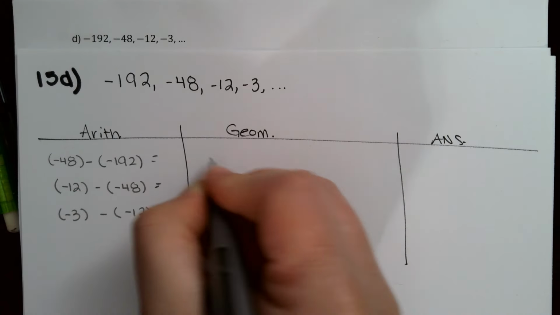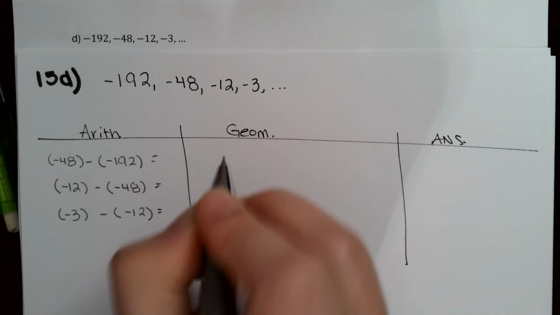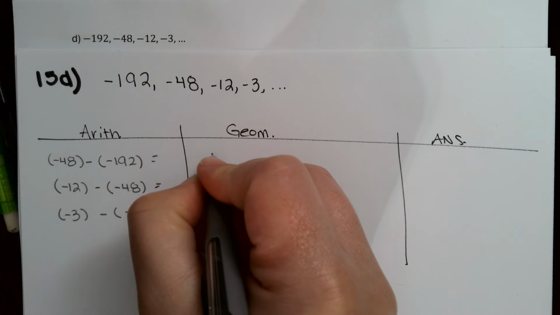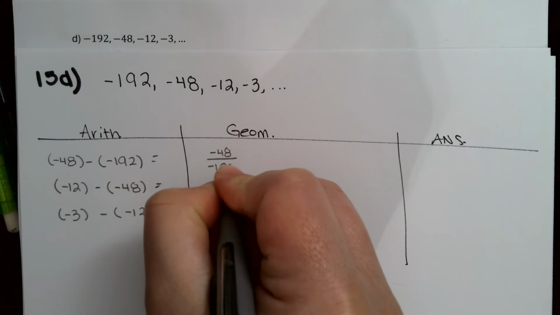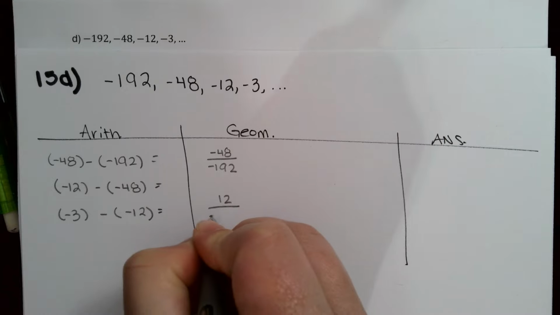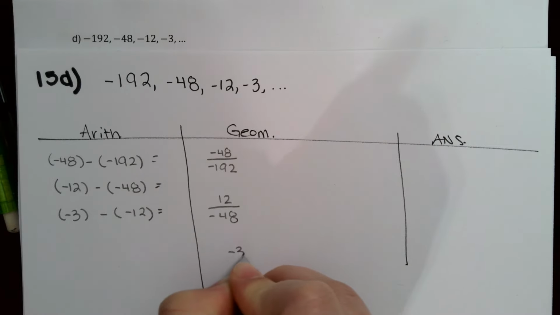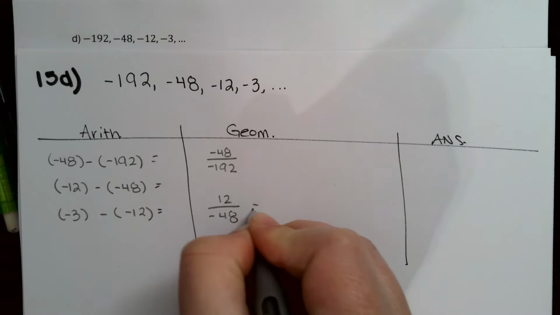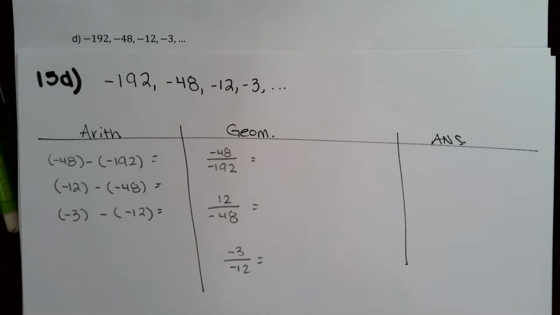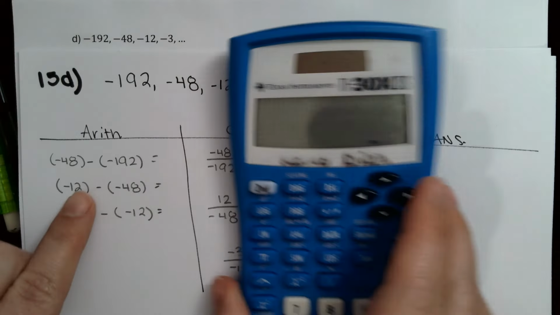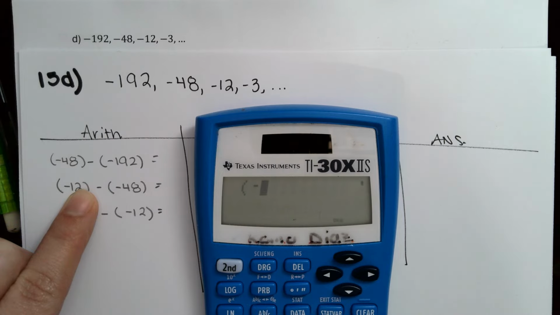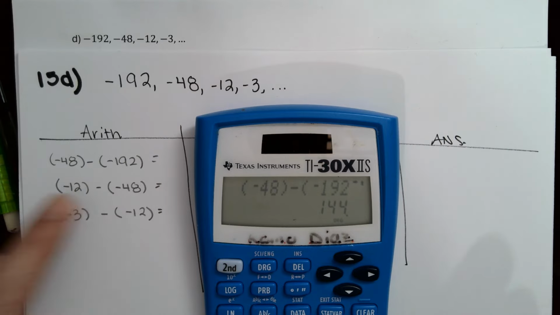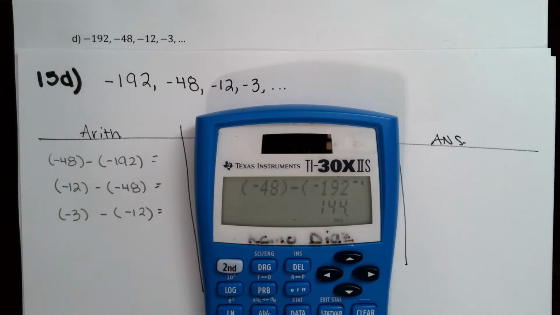We'll do the same thing here for the geometric right and left, but this time with geometric, our test is to do a common ratio, which is division. Our right divided by our left, our right divided by our left, and our right divided by our left, to check to see if we have a common difference with subtraction or a common ratio with division. So let's start with subtraction. Negative 48, open, close it, minus open negative 192, close it. Looks like I get 144.